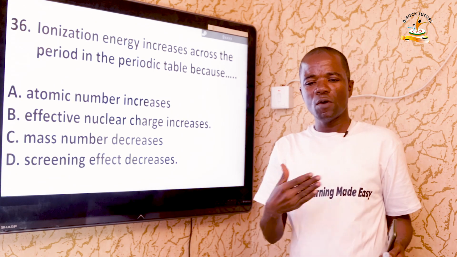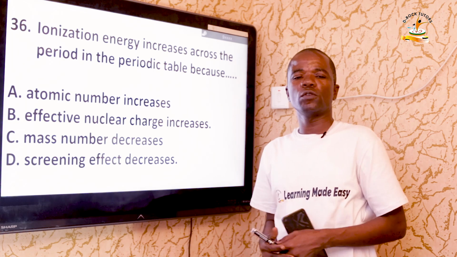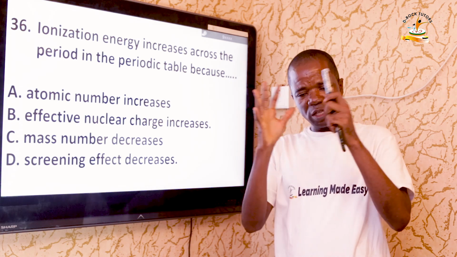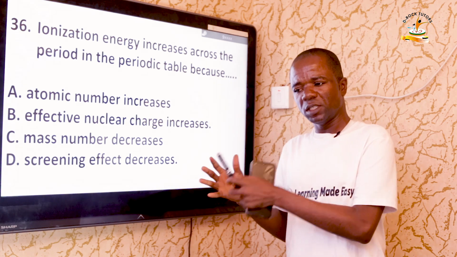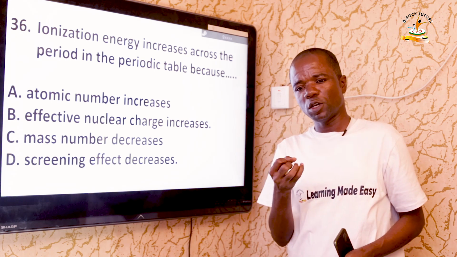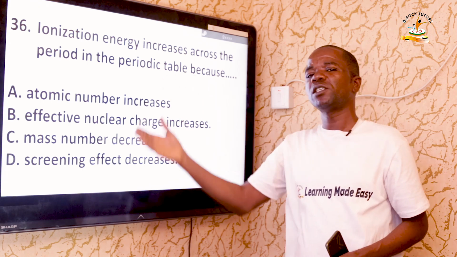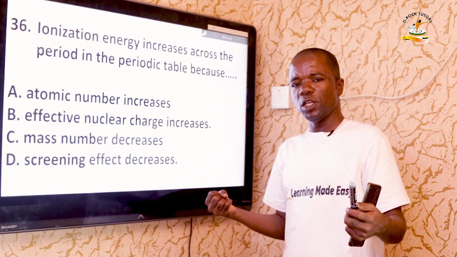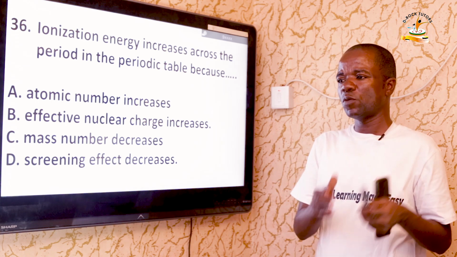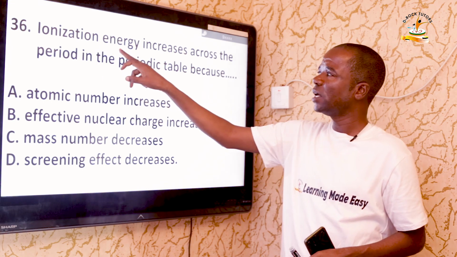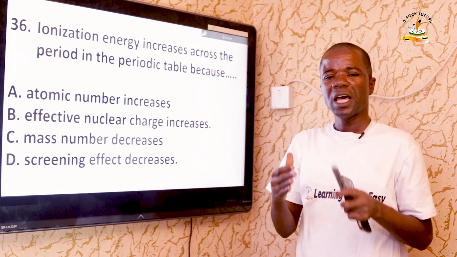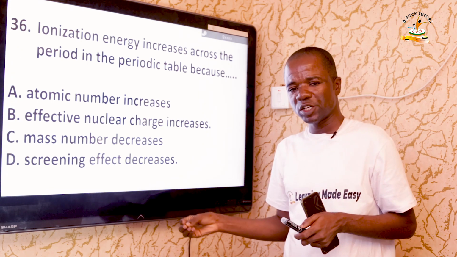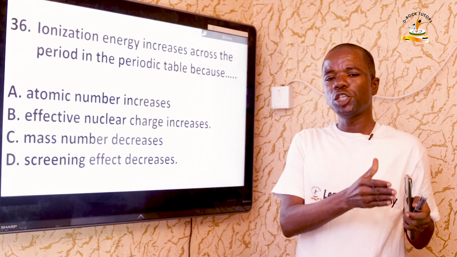The effective nuclear charge talks about the gradual increase in the number of protons in the nucleus. And we know as the number of protons increases, that particular nucleus becomes more positively charged. And the force of attraction between the positively charged nucleus and the negatively charged valence electron now increases. Because of that, more energy will be needed to remove the valence electron from such an atom in gaseous state, which is what ionization energy is. We define ionization energy as the minimum amount of energy required to remove the most loosely bound electron from an atom in gaseous state.